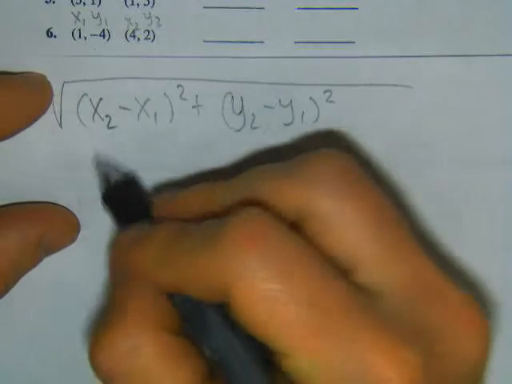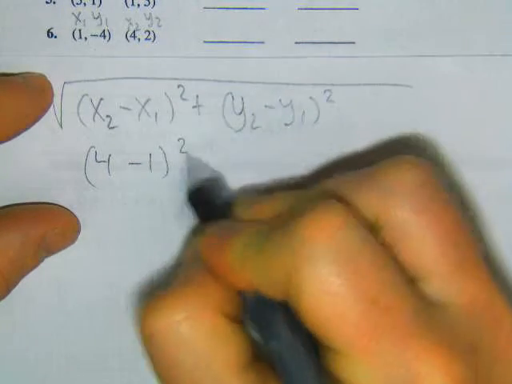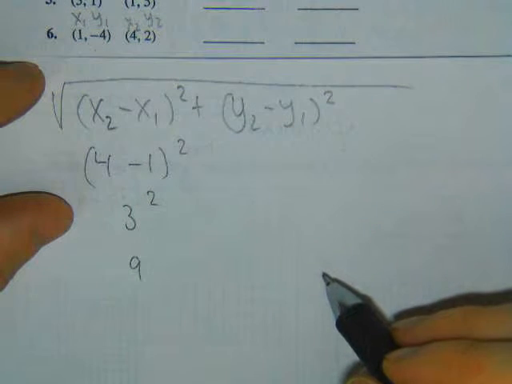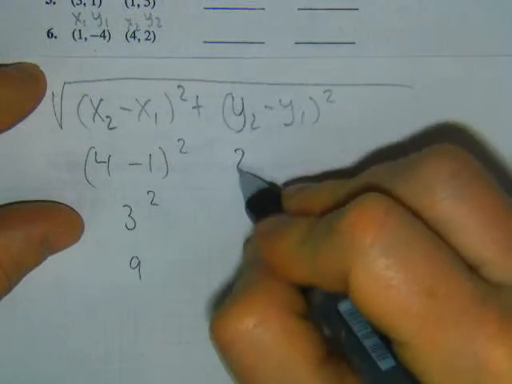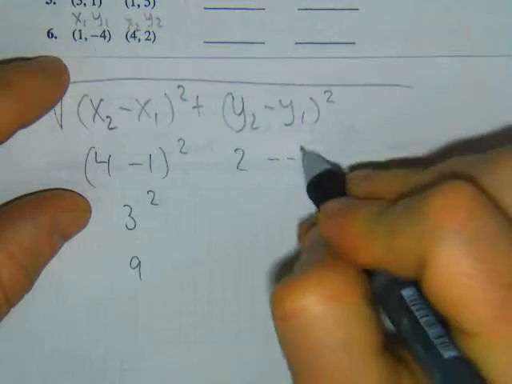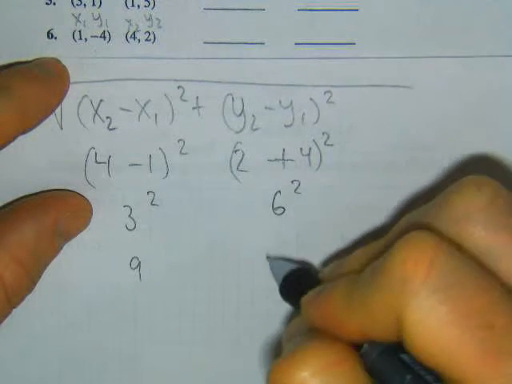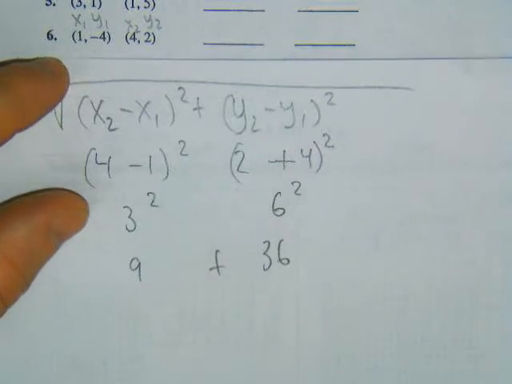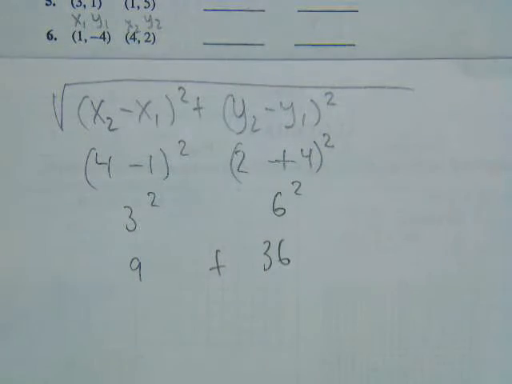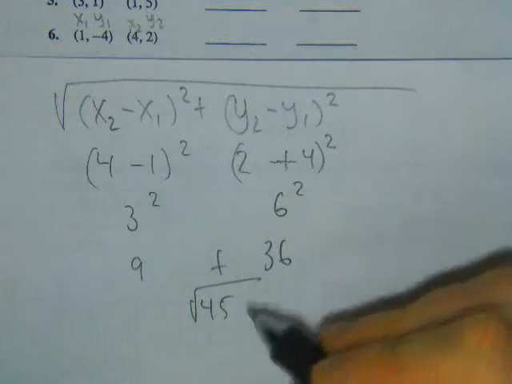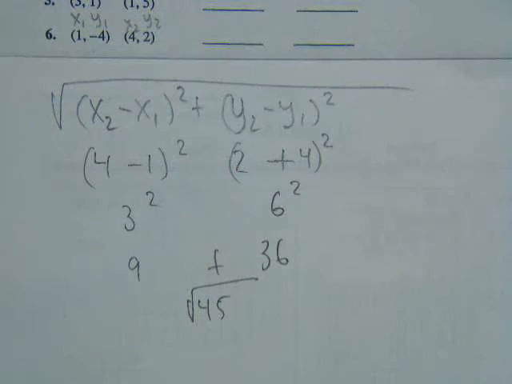So plug it in. X2 is 4 minus 1. 3 squared is 9. Y2 is 2 minus 4. Change that to plus. So that's going to be 6 squared, which is 36. So we're just going to add those together. And I believe that's 45. Let's take the square root of it. We can reduce, but we really haven't looked at that. So let's just go to approximate answer.